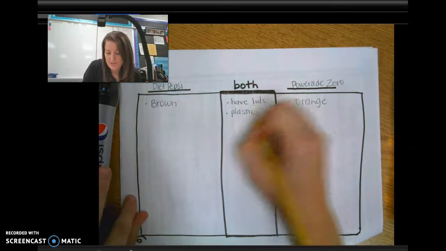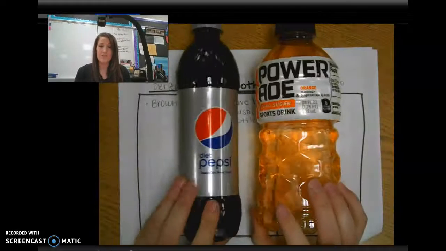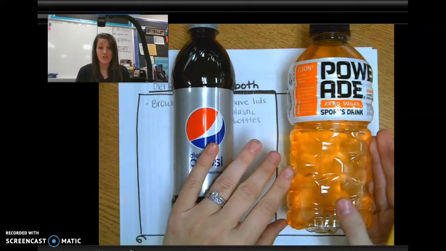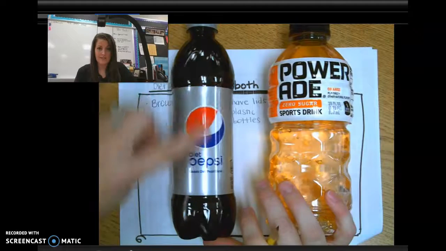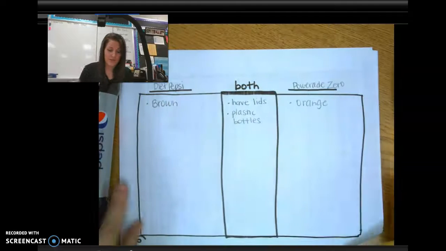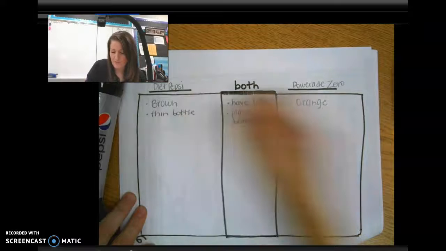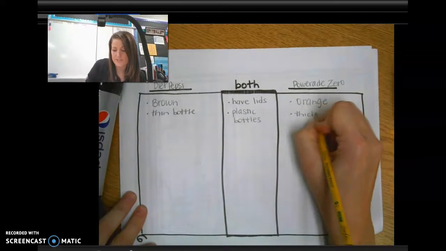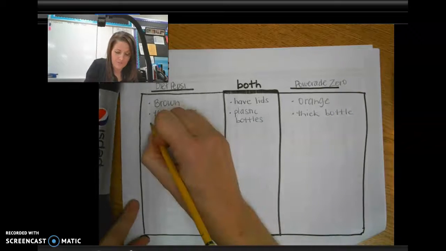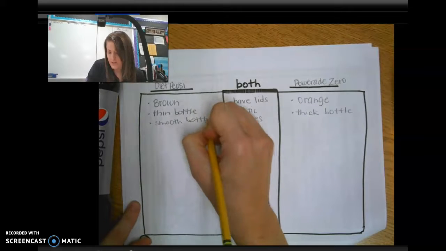But then there's also something that's different about the plastic bottles. So even though they both come in plastic bottles, and that can be a similarity, what's the difference between the plastic bottles? You might say that this one's thinner and this one's fatter or thicker. You might say that this one is more like straight and this one has a lot of like bumpy designs on it. So you could write those. Thin bottle. Thick. I'll write thick because thin and thick are opposites. And then what was the other thing I said? Smooth bottle. Bumpy bottle.